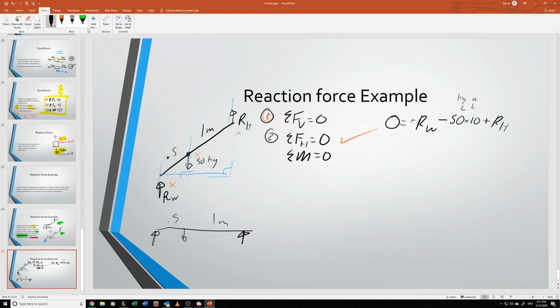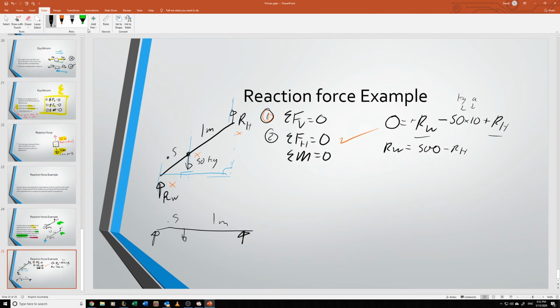So, okay, the issue we have here is we have two unknowns, RW and RH. So we can't actually solve this. But what we can do is we can put them as a ratio to each other. So RW is going to equal 500 minus RH. So later we can find this out.